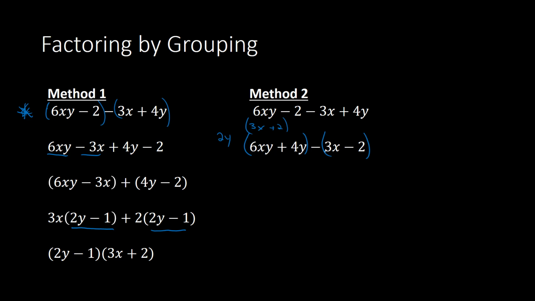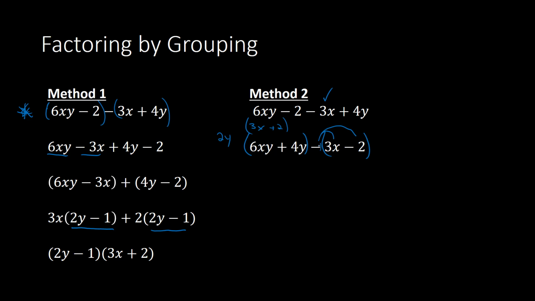But I want to point out also, when I group together the second set of terms with the negative sign here, notice that what I have is actually not what I originally started with, because what I have is a negative 1, which would distribute through the 3x and the negative 2. So negative 1 times 3x gives you a negative 3x, which is good. But the negative 1 times a negative 2 gives you a positive 2, which is not what we had initially. We had a negative 2.